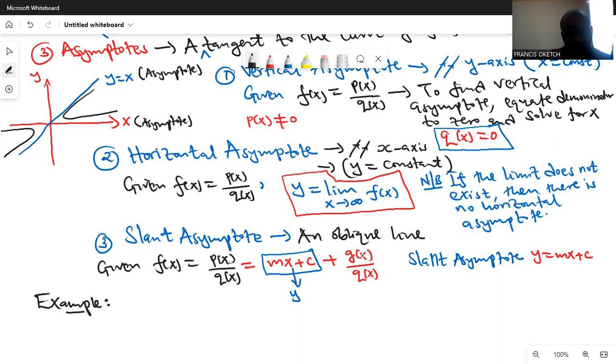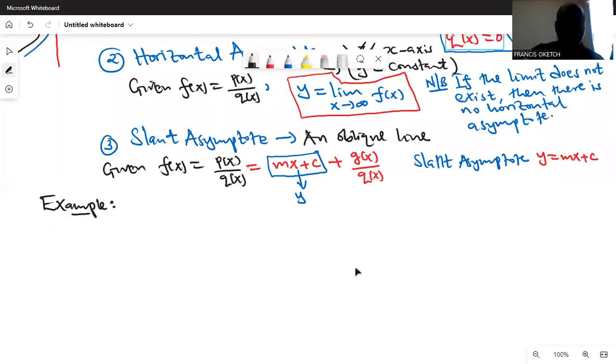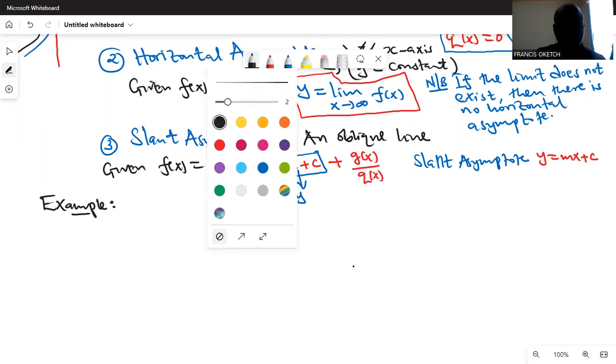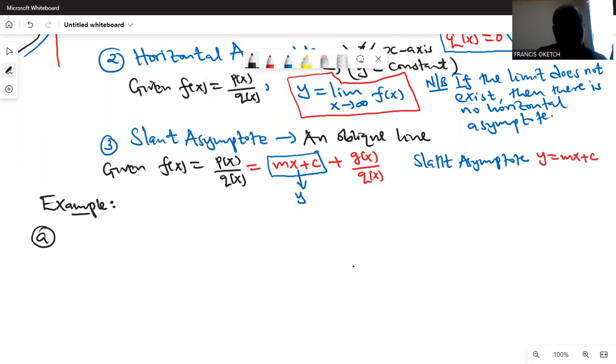Just one example to illustrate the concept on how to apply what we have discussed here in sketching the graph of y is equals to f of x. So in part A, let's say we are told to sketch the graph of the function. Part A, you are given y is equals to x squared, everything over 4 minus x squared. We need to sketch the graph of that function.